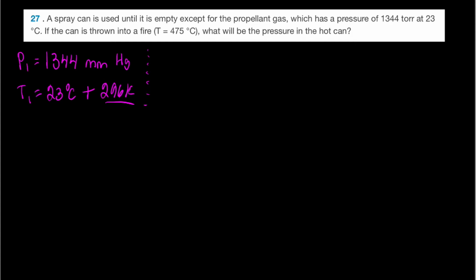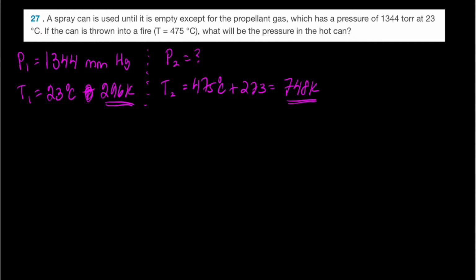Now, this can is thrown into a fire, and we want to know what the final pressure is. What we do know is that the final temperature, or T2, is 475 degrees Celsius. Now, remember to add 273 to that, to convert that to Kelvin. 475 plus 273, I get 748 Kelvin. So we're going to use the kelvins here.